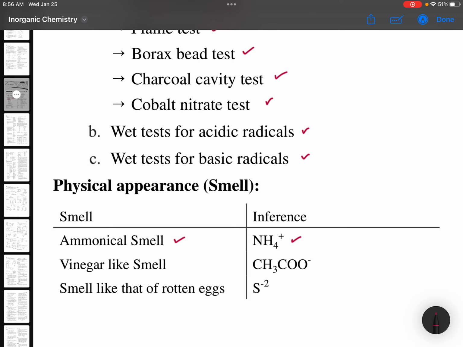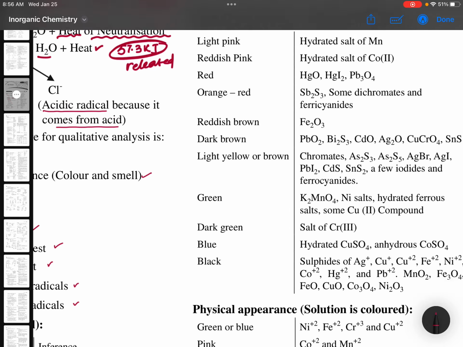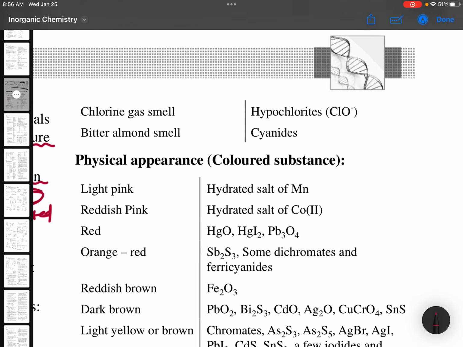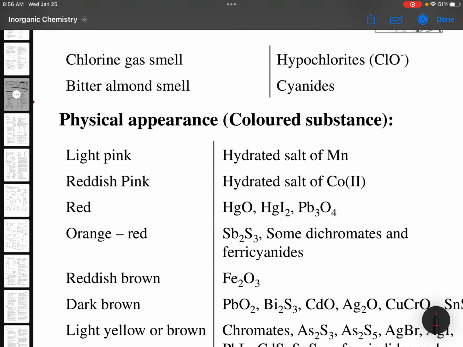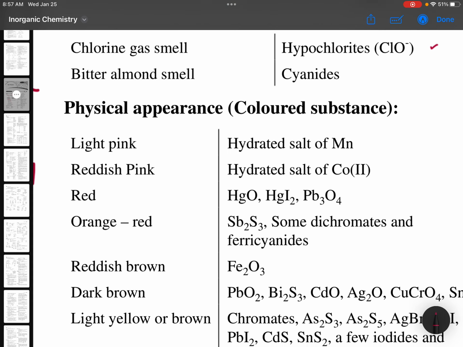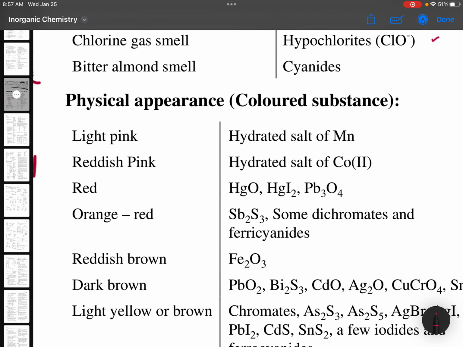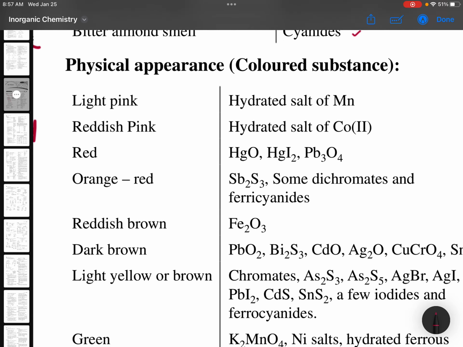Vinegar-like smell you can notice in all fast food centers, they use it much. Smell like rotten eggs, that is sulfide. Chlorine gas smell you can notice in water, sometimes in bleaching powder. And bitter almond smell, cyanides. These you don't generally get in your class 12 standard.